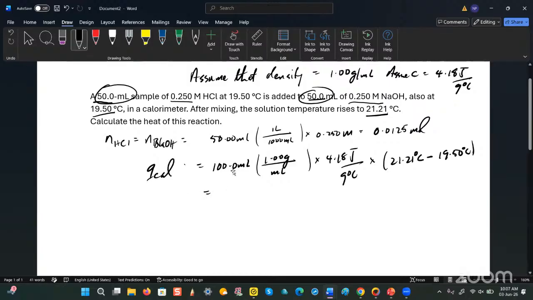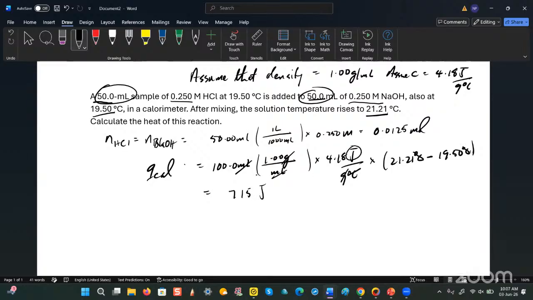So let's do that calculation. That would be 100 times 1, which is 100 again, times 4.18 times the difference between 21.21 and 19.50. According to my calculation, rounded to 3 sig figs, that will give you 715 joules, because the grams cancel out here and here, degrees Celsius cancel out here and here. So the final unit will be joule, right?